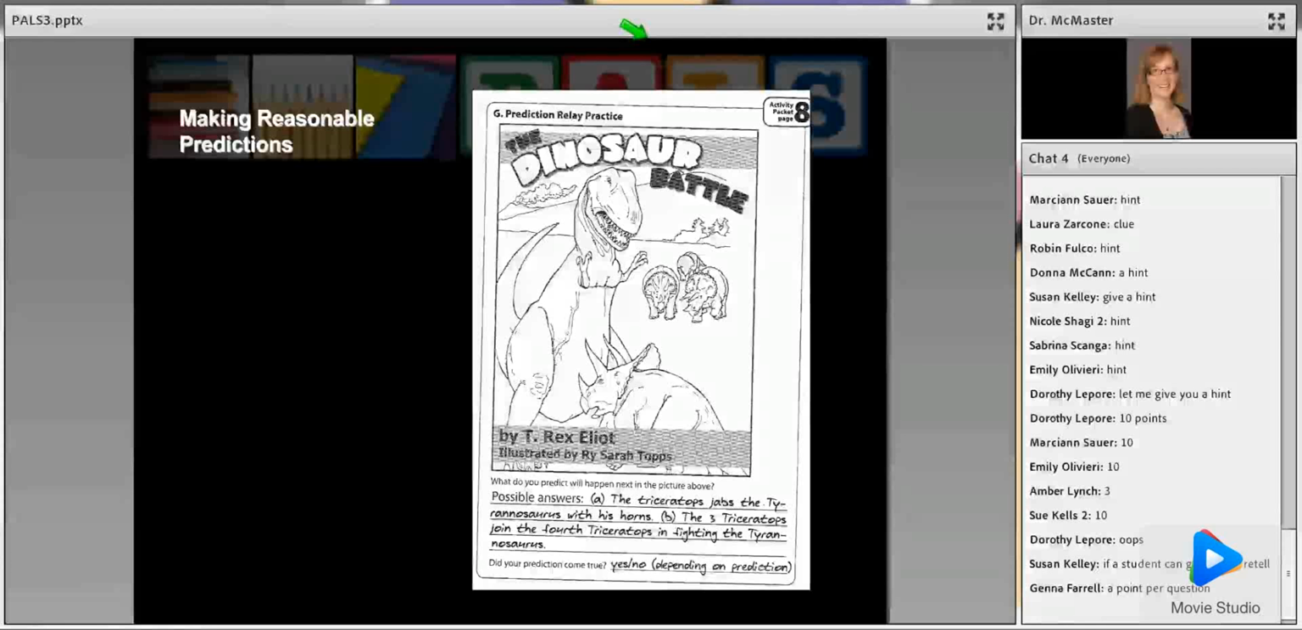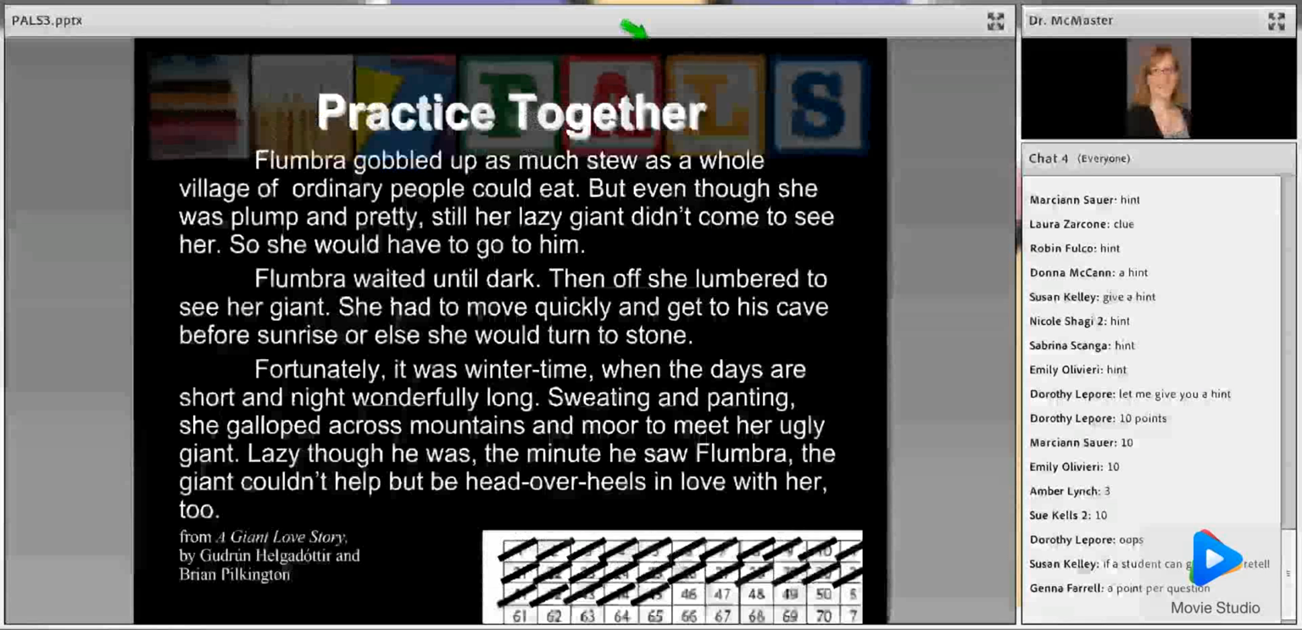So now that I've made that prediction, my partner could mark a point, and then they would tell me to read half a page. So then I would do that. Flumbra gobbled up as much stew as a whole village of ordinary people could eat. But even though she was plump and pretty, still her lazy giant didn't come to see her, so she would have to go to him. Flumbra waited until dark. Then off she lumbered to see her giant. She had to move quickly and get to his cave before sunrise, or else she would turn to stone.